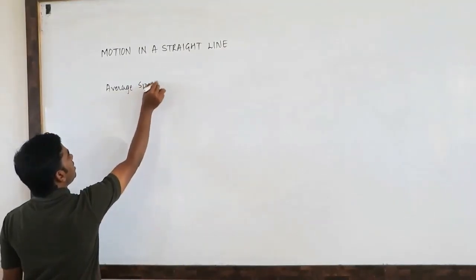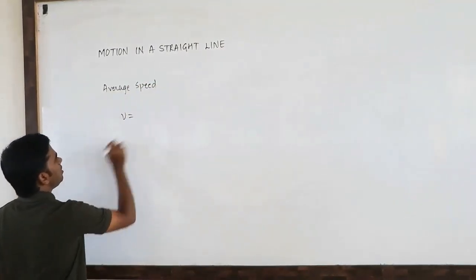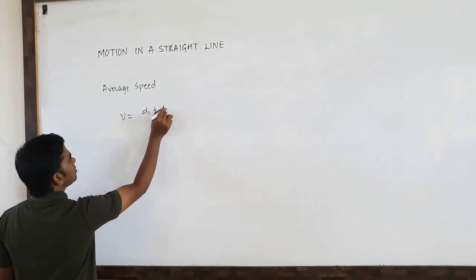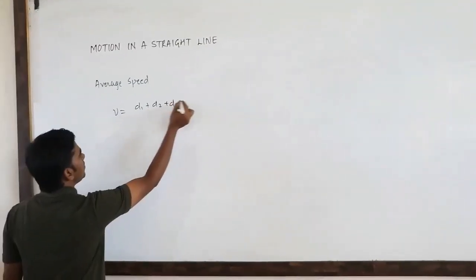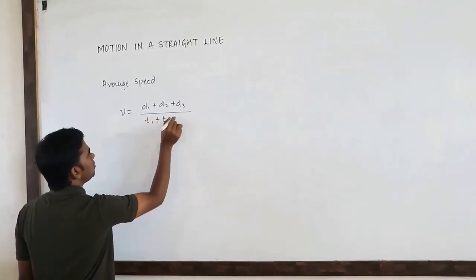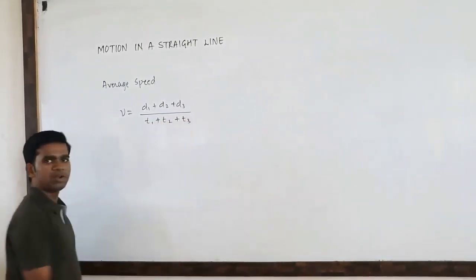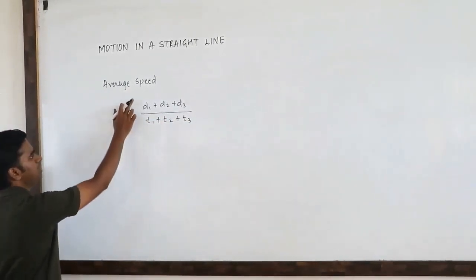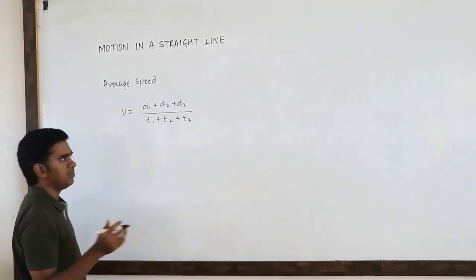Average speed. So what we got? We got V equals d1 plus d2 plus d3, and so on, divided by t1 plus t2 plus t3. Okay. So this is when distance and time both are given.